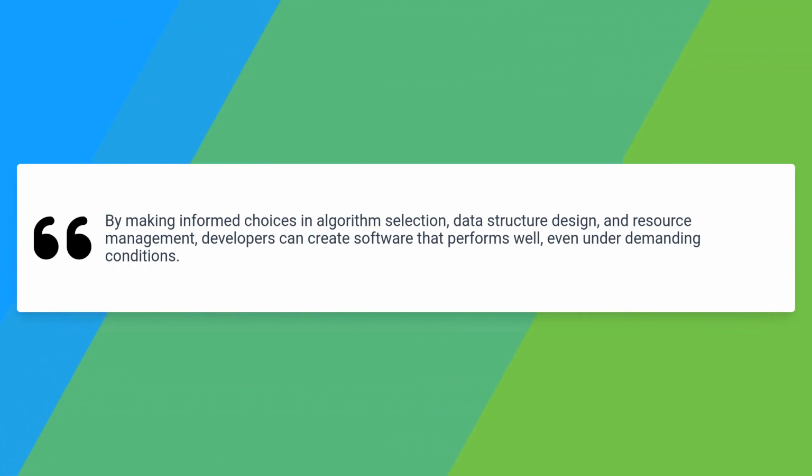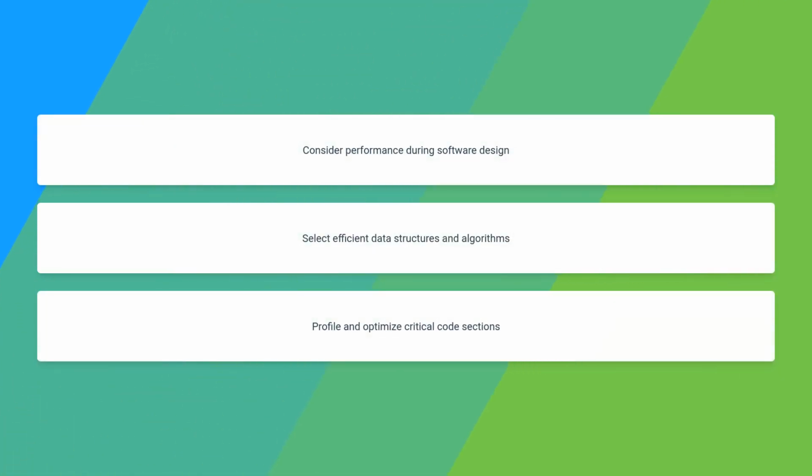Here are things you can do to improve the performance of your software. Be mindful of performance implications when designing your software. Choose appropriate data structures and algorithms. Regularly profile and optimize critical sections of your code.